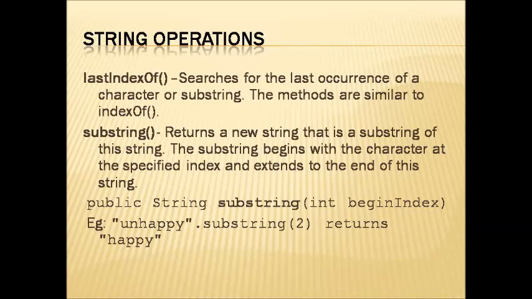Another important function is the substring. The substring will return the part of the string starting from the given index position. So here you can see that unhappy is a string. We are finding the substring from the second index position, which will return happy. 0 and 1, those index positions cover UN, so starting from the index position 2, it will return happy. Okay.